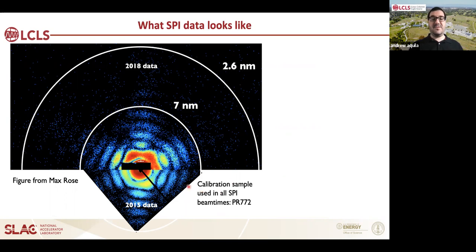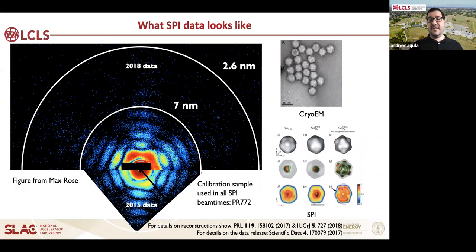This is PR772 bacteriophage. For the 3D reconstructions here, they look fairly close to the cryo-EM, although cryo-EM, as I said, has a higher resolution when it comes to actually getting a single object. They actually sum over multiple objects, just as we do, to increase the resolution. So this is encouraging, but it's nowhere near the cryo-EM resolution, but it still beats the 10 nanometer limit of what you can do with standard cryo-cooled samples at synchrotrons. For more details, please see the references.